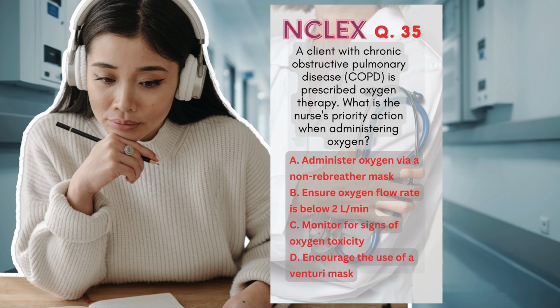Question. A client with chronic obstructive pulmonary disease, COPD, is prescribed oxygen therapy. What is the nurse's priority action when administering oxygen? A. Administer oxygen via a non-rebreather mask. B. Ensure oxygen flow rate is below 2 liters per minute. C. Monitor for signs of oxygen toxicity. D. Encourage the use of a Venturi mask.